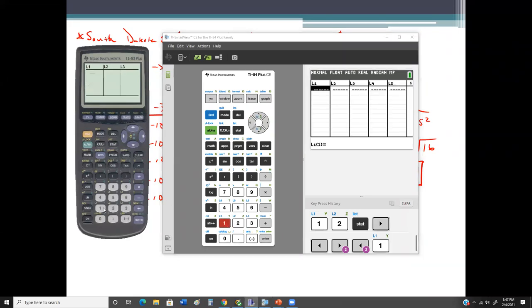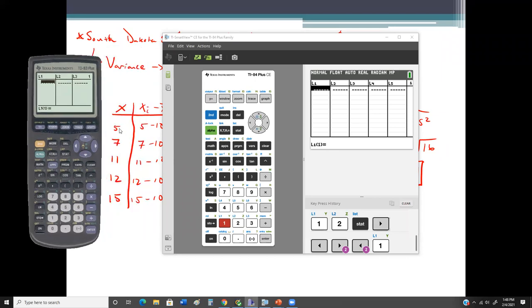So over here, you should see one. Okay, and this is really, really important. The reason we want to reset our calculator is I want everyone to see L1 at the top here, okay? L1. And now all you're going to do is take your data and input it into your calculator. So our data are these numbers, 5, 7, 11, 12, and 15. You're going to go 5, enter, 7, enter, 11, enter, 12, enter, 15, enter.